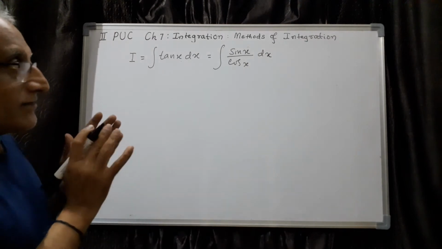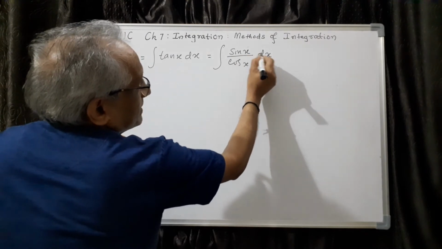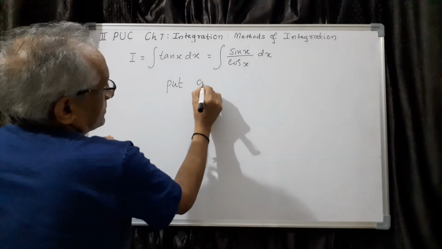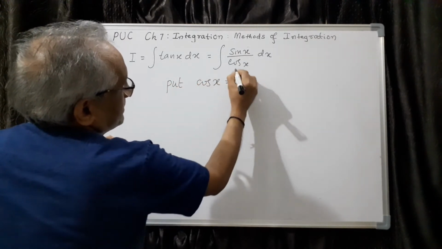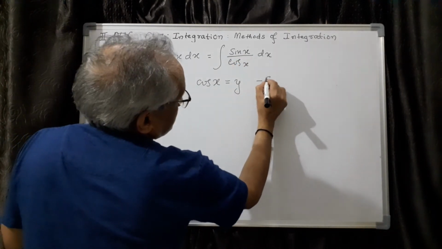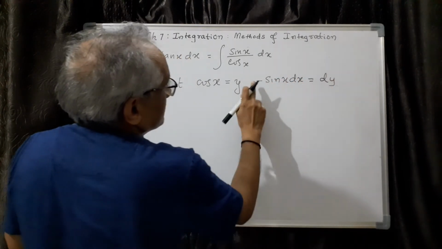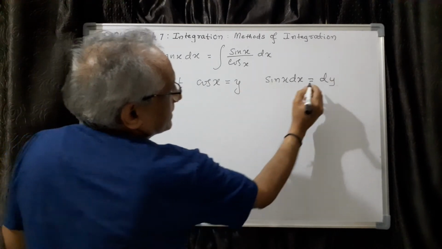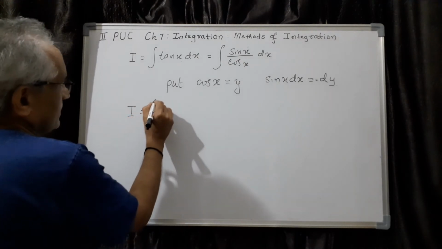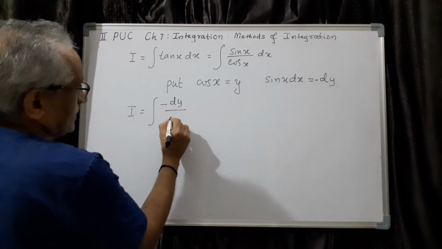Now if you closely observe, if you substitute this equal to y, this becomes dy actually. So put cos x equal to y. That means this one we are substituting y. When you differentiate this, you get minus sin x dx, which will be equal to dy. But I don't want minus here. Instead, I can write minus on this side. Both are one and the same. Therefore, I now becomes integration of minus dy divided by y.